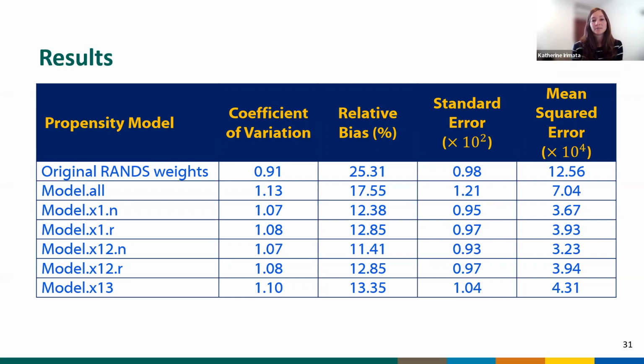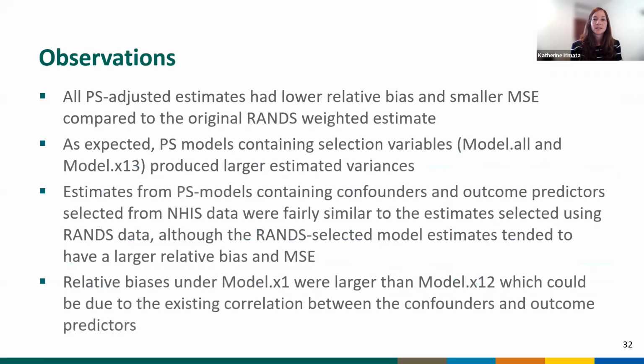We can also see generally the model that had the lowest relative bias was the model.x12.n. And so this is the model that contains confounders and predictor variables. And the predictors were identified using the NHIS data, which would be our true underlying covariate that contain the true relationship between covariates that we would expect from our population. And so this is just highlighting some of the observations we walked through. Generally, we did see that we had really good bias reduction when we include this propensity score adjustment, and we could further think about different variables to include.